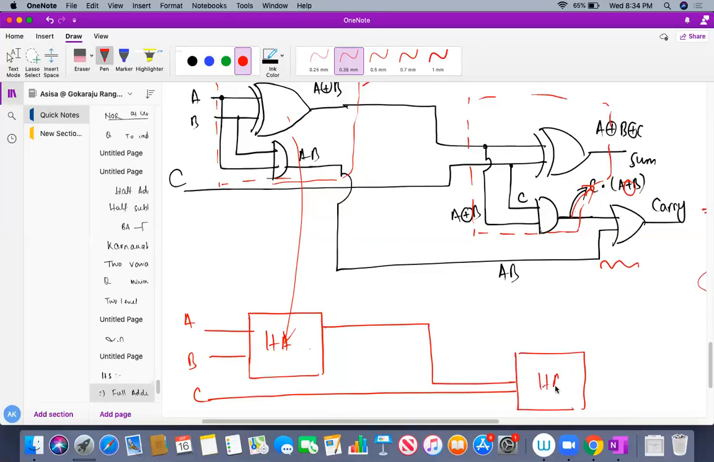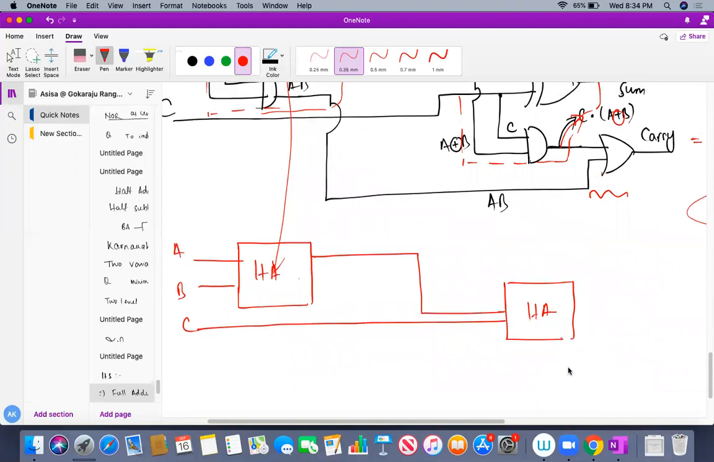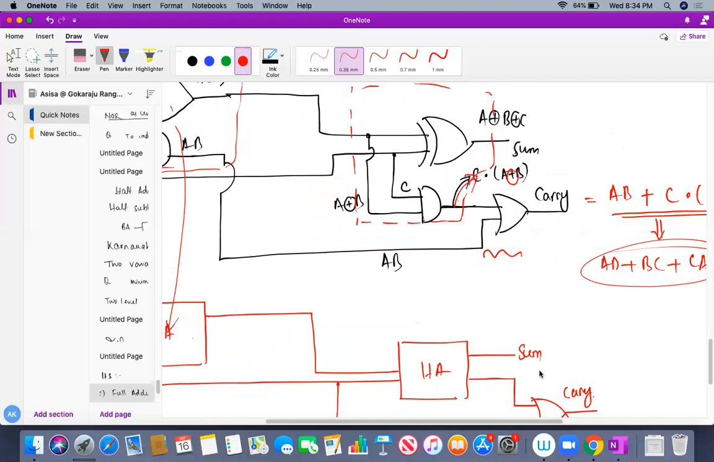Okay, and whatever output comes from this half adder, either one sum I will get and another one I will get a carry from this. So these two things I have made an OR operation and I can say that this is my carry. So this only I have done here, nothing else, students. Please check it. This only I have done.